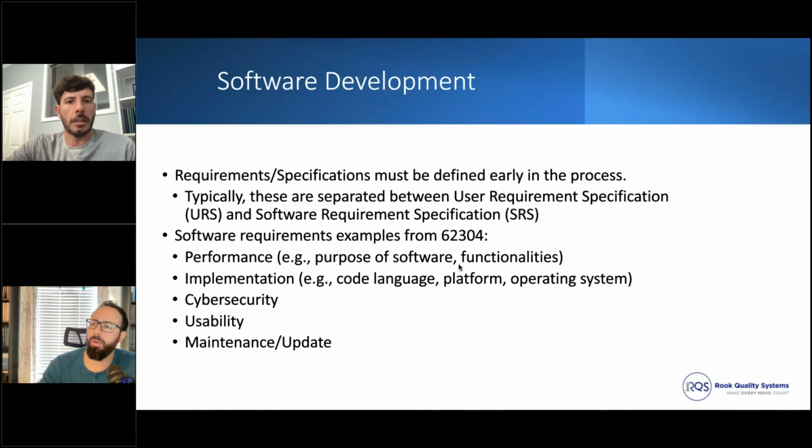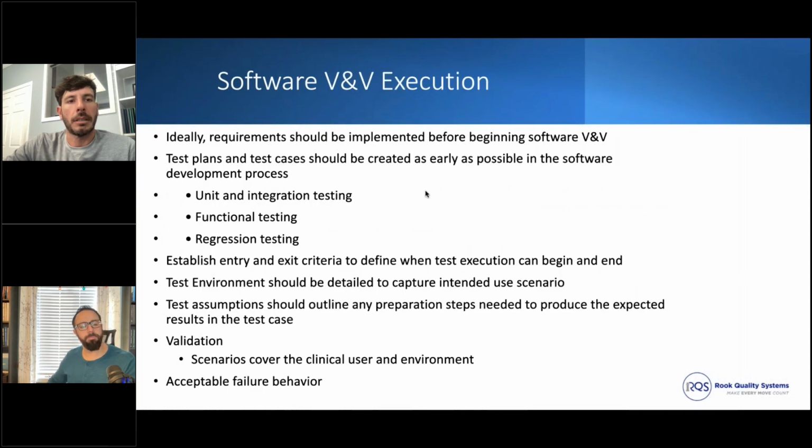Yeah, so similar with software, we still want to define requirements. So user requirements and software requirements, similar to your user needs and design inputs, outline performance, implementation, cybersecurity, and usability of the software. Once we have these requirements defined, we are able to document testing. But we can't start testing until we have these requirements defined. So this has to be formally captured and documented before we can start the V&V process of the software.